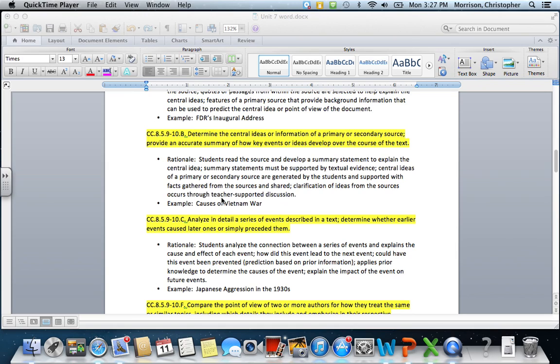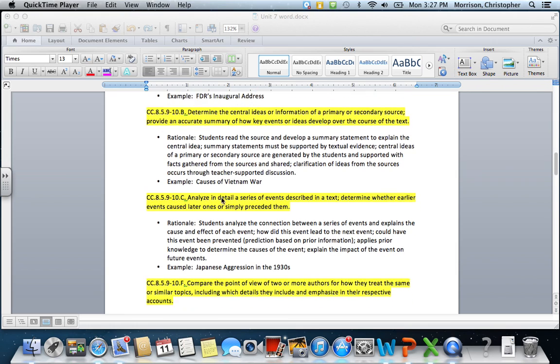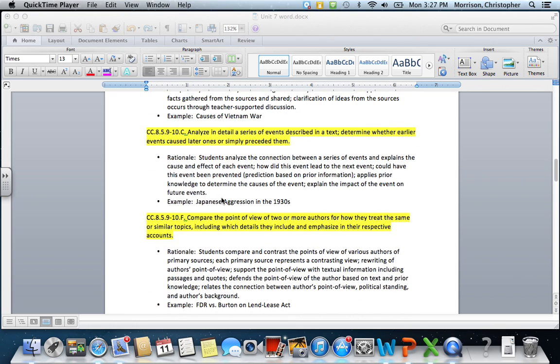So Common Core Standard 8.5.9-10B is another Common Core standard that I feel I accomplish in my classroom. The third standard, letter C: analyze in detail a series of events described in a text, determine whether earlier events caused later ones or simply preceded them. Students analyze the connection between a series of events and explain the cause and effect of each event. How did this event lead to the next event? Could this event have been prevented? Prediction based on prior information applies prior knowledge to determine the cause of the event. Explain the impact of the event on future events.